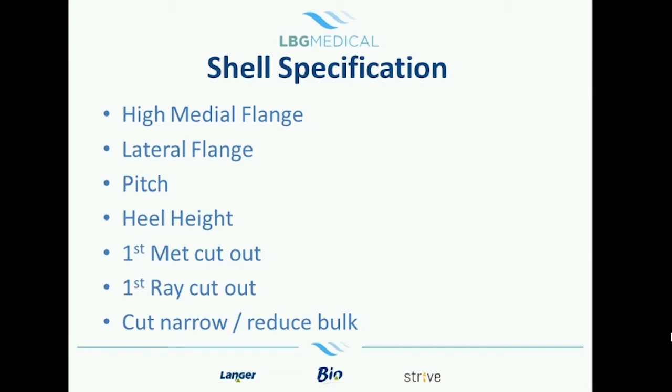Now some of these you wouldn't necessarily do together, so you wouldn't have a high medial or lateral flange and then ask to cut the device narrow, because these two things just wouldn't work together, because as you add the flange on there, it makes the device wider anyway. Also, the higher you go with the heel height, this would be more controlling for the foot, but it also makes your device wider and more bulky as well. So all of these things need to be considered if your prime objective is to reduce bulk.